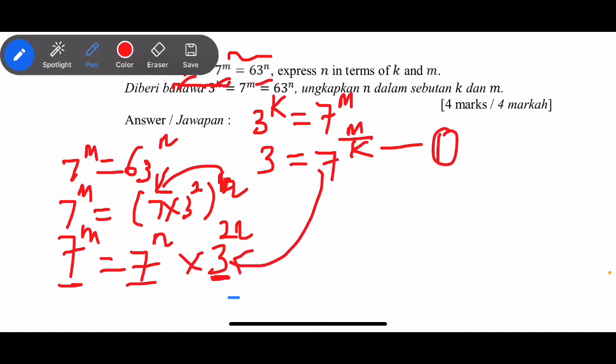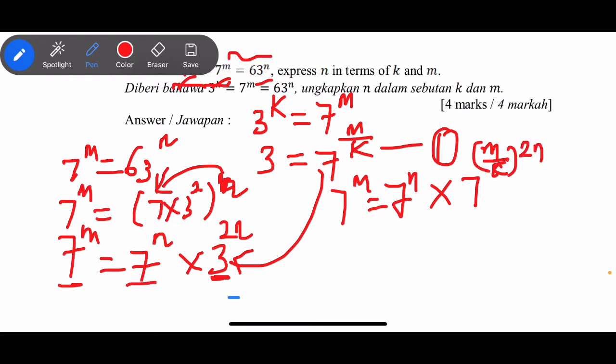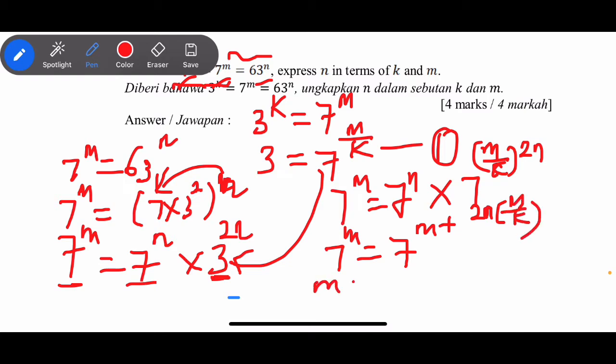Now we are facing not the same base, so we will substitute 1 into 2 so that we will have the same base for the initial equation. 7 power m equal to 7 power n times 7 power m over k, and then multiply by 2n. Hence, we can solve because both are having the same base. So we add because of multiply. So now we just focus on the power. 7 power m equal to 7 power n plus 2n bracket m over k. So we will just equate the power.